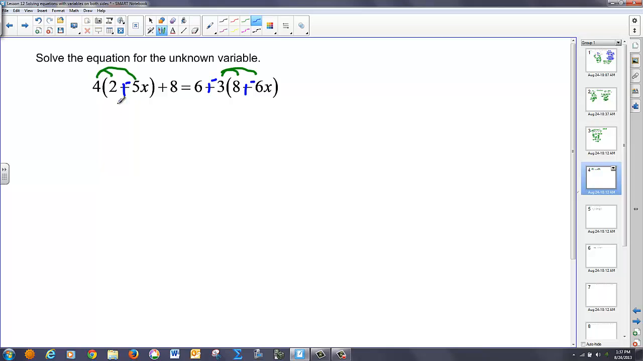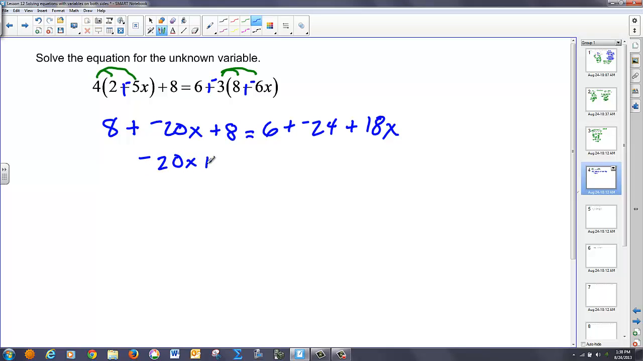So you'll notice in this case I have a 4 times a 2, which is an 8, and a 4 times a negative 5x, which is negative 20x, plus 8 is equal to 6. Negative 3 times positive 8 is a negative 24, and negative 3 times a negative 6 is a positive 18x. So now you'll notice I have like terms on each side that I'm going to combine. This is negative 20x plus 16 equals 6 plus negative 24 is negative 18 plus 18x.